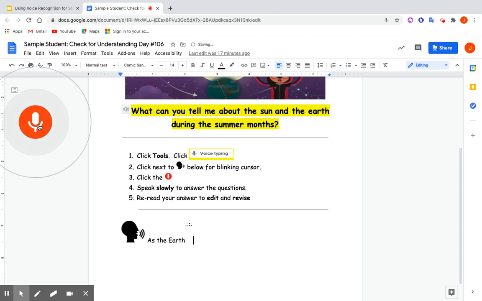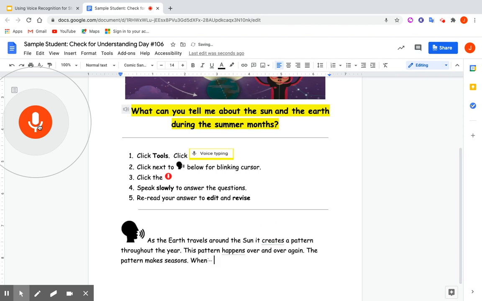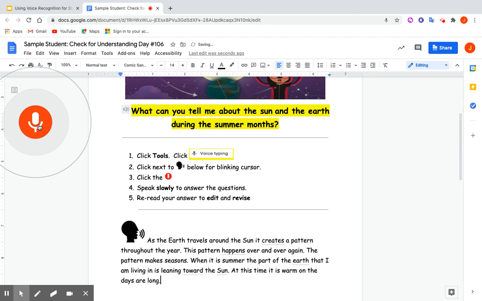As the Earth travels around the sun, it creates a pattern throughout the year. Period. This pattern happens over and over again. Period. The pattern makes seasons. Period. When it is summer, the part of the Earth that I am living in is leaning toward the sun. Period. At this time, it is warm and the days are long. Period. This is because the Earth tilts on its axis. Period.